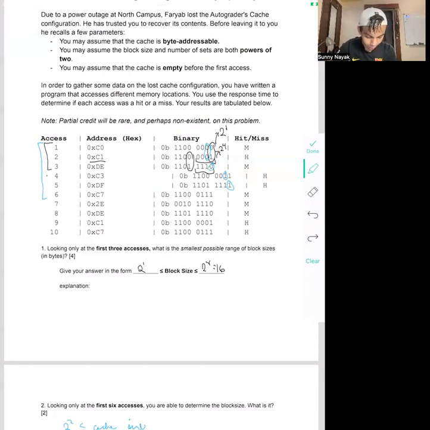So then in access 6, we access C7, right? So what do we know belongs in our cache right now? We know that both the C0 to C3 block, as well as the DE/DF block are in my cache. I know that with certainty. So then when I access C7, I get a miss. What does that tell me? Well, it tells me that C7 doesn't belong in either of those blocks.